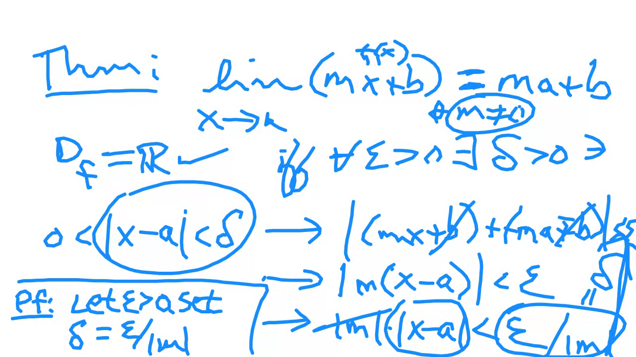Start with 0 is less than the absolute value of x minus a is less than delta, right? And then just work with the right side of this, and replace delta with epsilon over the absolute value of m, and do the steps in reverse order. And then you're done. Okay, so I'll let you finish that out on your own so that we can do some other algebraic examples today, since I didn't get this started as quick as I wanted.